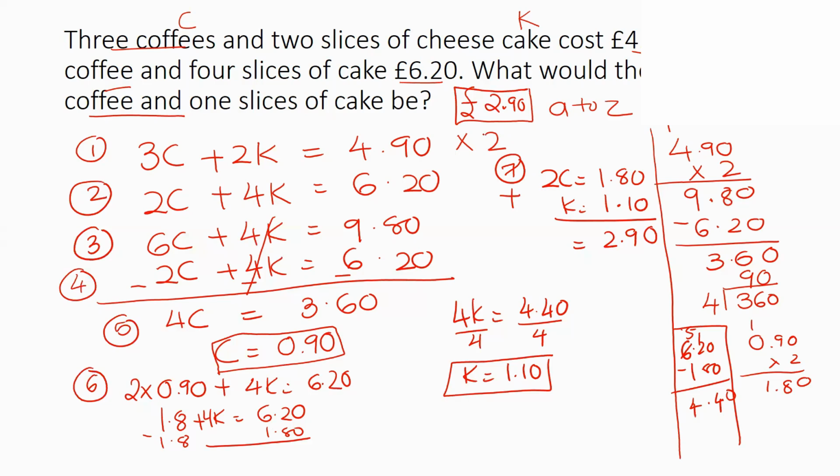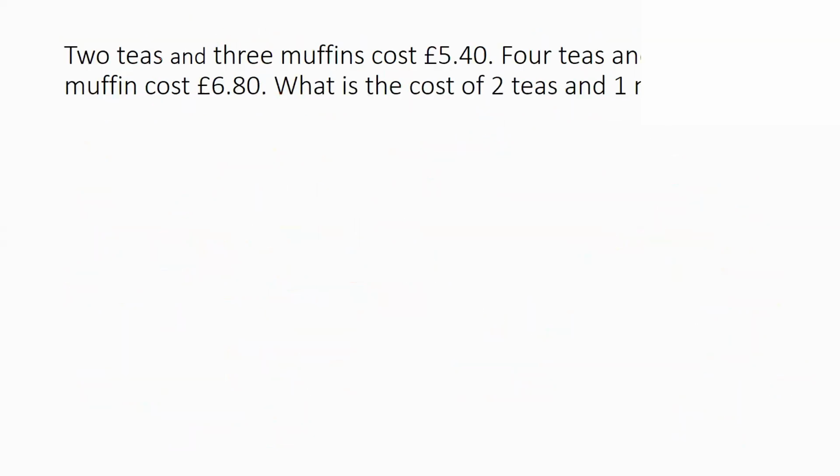So let's look at another example. In this example, it says two teas. So I'm going to use a T letter for my teas. So I'm going to write two teas there, plus three muffins. So I'm going to pick M. So we have three muffins, and the cost of that equals 5.40. Now another 4 teas. So we have 4 teas there, plus one muffin, that's M, equals 6.80.